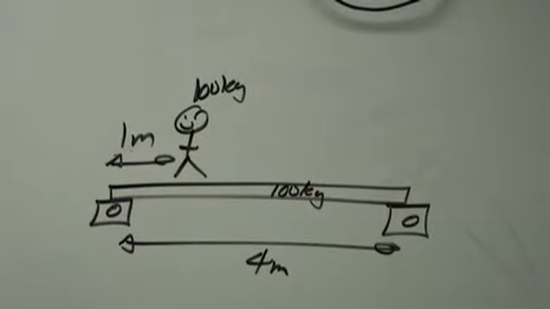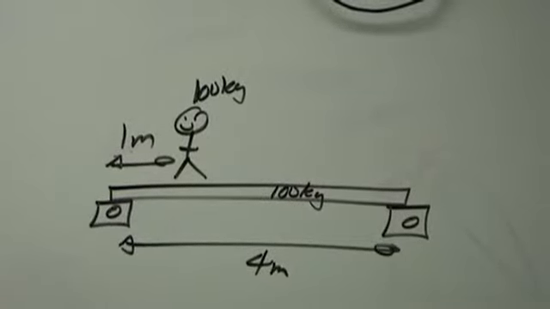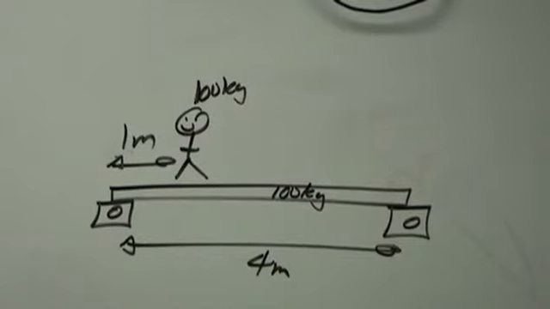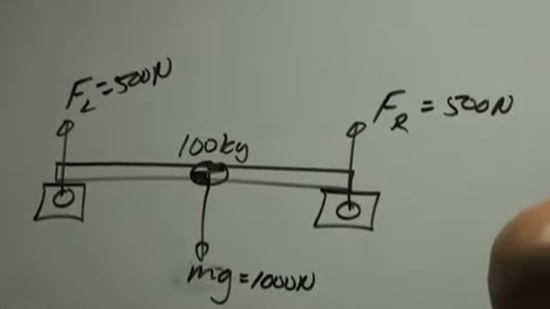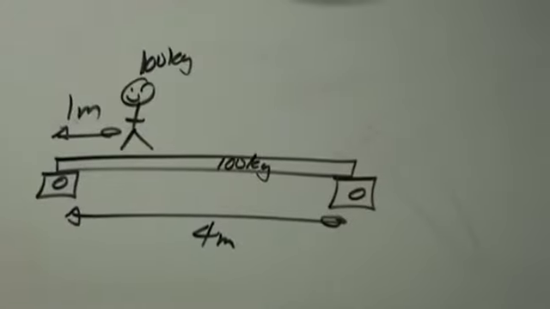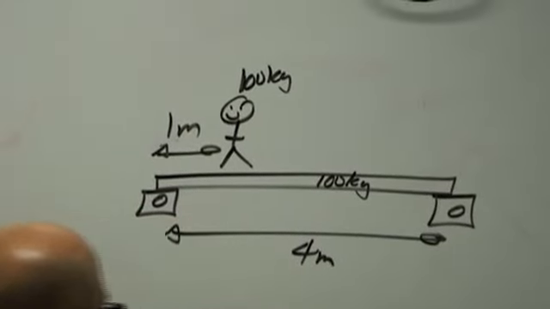It won't be 50. It won't even be distributed evenly. Because which scale is going to read more? The one on the left, right? 175. Okay, so here's how we do this, everybody. This is a force problem. It's a 4 meter stick.